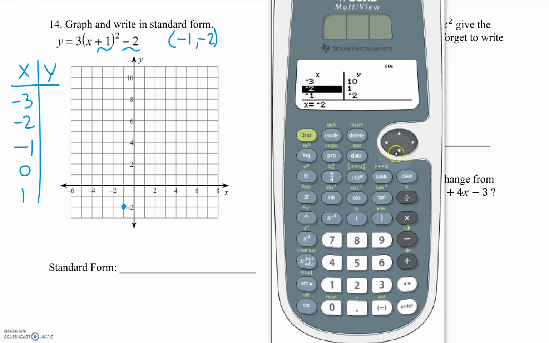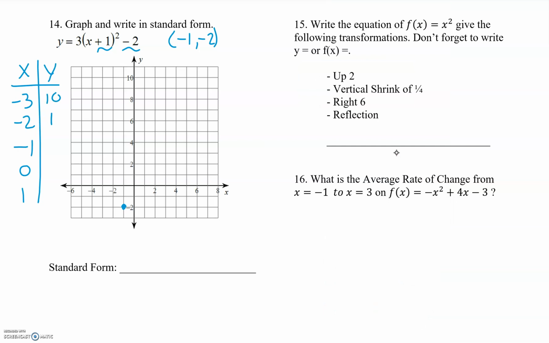So I've got a 10, 1, a -2, a 1, and a 10. So let's plot this. -3, positive 10. -2, positive 1. -1, -2, 0, 1, and 1, 10. Okay, we've got our vertex plotted. That's good. We've got our y-intercept plotted. Right, it's right there. But we don't have our x-intercepts plotted. We need our x-intercepts.